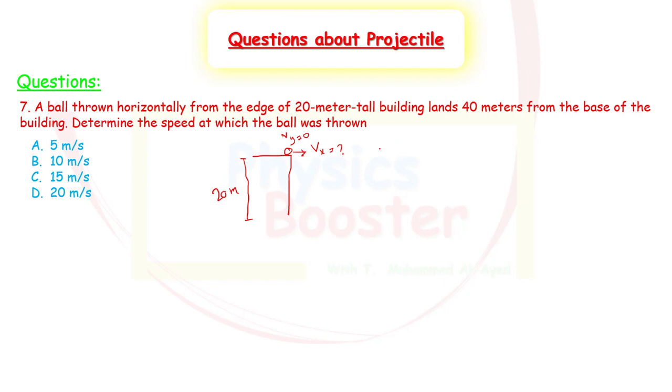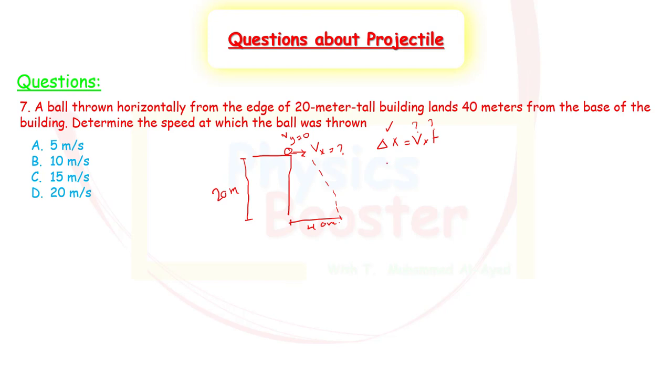So in order to find Vx, we know that delta x is equal to Vx multiplied by t, okay? Now we have delta x because it says that the object fell down at a distance equal to 40 meters from the building, okay? So we have delta x. Vx, do we have it? No, it's unknown. Do we have the time? No, it's also unknown. So what do?